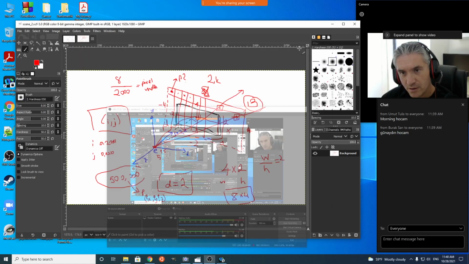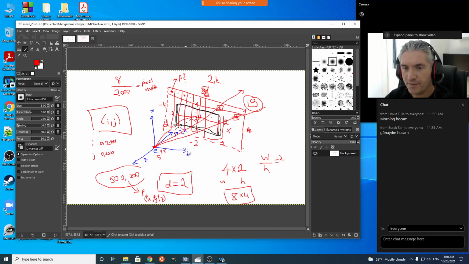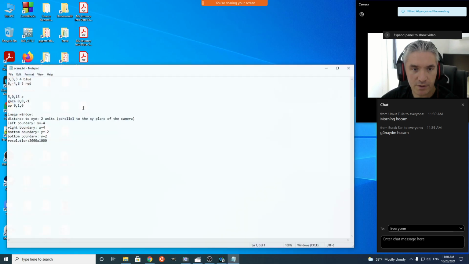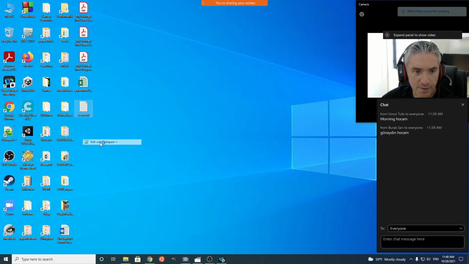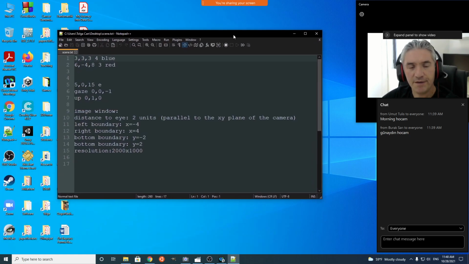Okay, so this is where we left off last Tuesday. We were saying that in order to determine a scene, these are the important components of a virtual scene, and one of them was we just started creating this file. Let me open it in Notepad++. So this is our scene file.